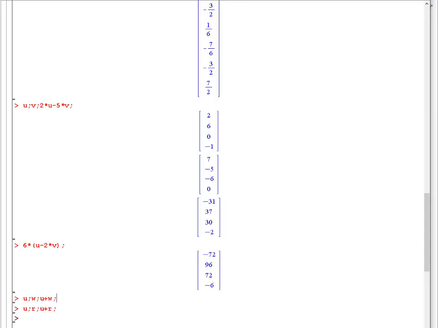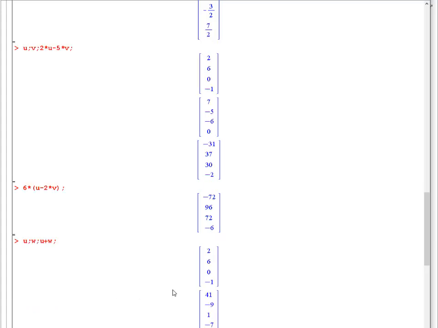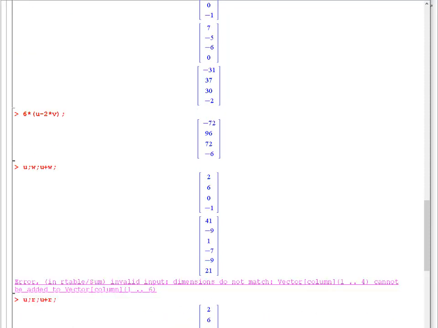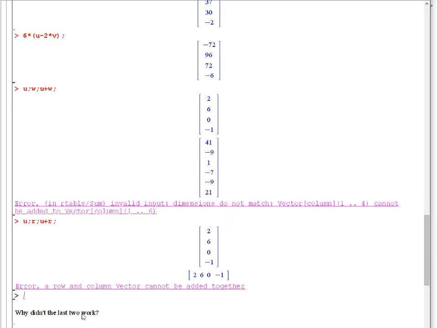And then here's u, and here's w, and here's u plus w. Okay, remember pink means error. And this is u, and this is r, and this is u plus r. So it seems that the computer cannot do this. So why did these not work?